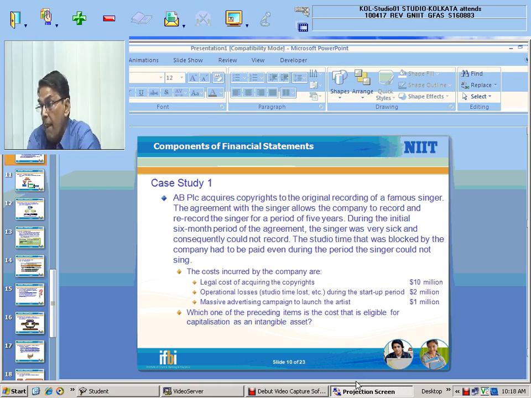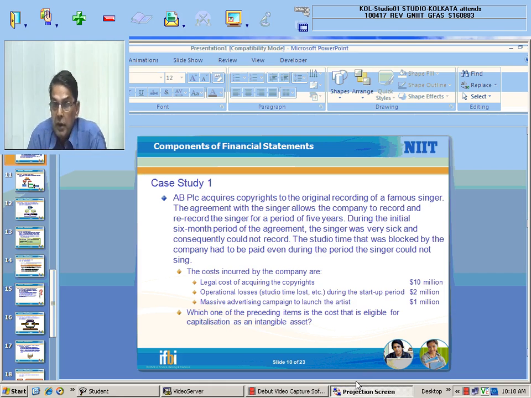Which one of the preceding items is eligible for capitalization as an intangible asset? I want a response. I would like to have a response on this. Yes, waiting for your response.